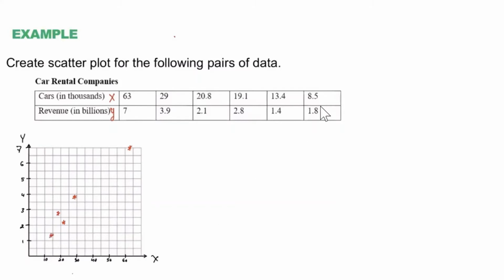Then the last one, 8.5, close to 9. So this is 10, so 9 should be somewhere here. Close to 9, then we have 1.8, pretty close to 2. So that is the scatter plot. So a scatter plot is created. Here I created the scatter plot using the manual method. I manually plotted the points and created the scatter plot.